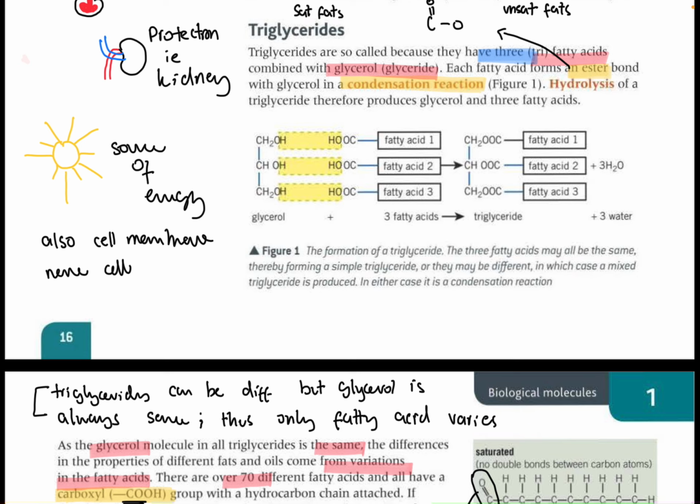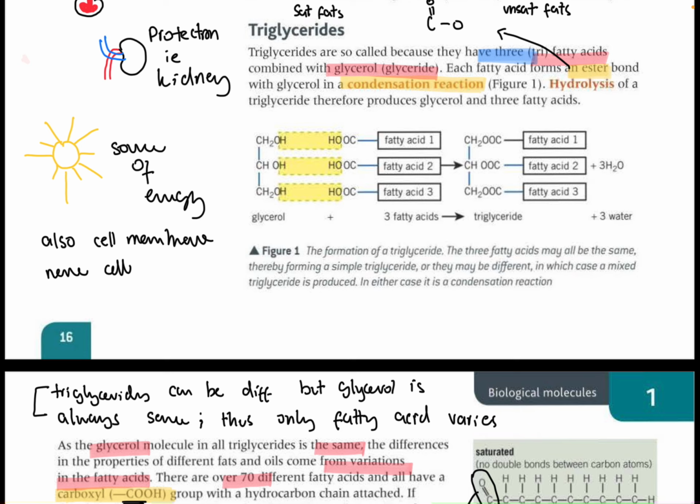Now, you have to bear in mind that for every single fatty acid that bonds with a glycerol, that is 1 condensation reaction. So if I have a triglyceride, that means that I have 3 condensation reactions. If I have a diglyceride, I have 2 condensation reactions because I have 2 fatty acids and a glycerol. And if it's a monoglyceride, then I have one fatty acid and one glycerol, so that's one condensation reaction.